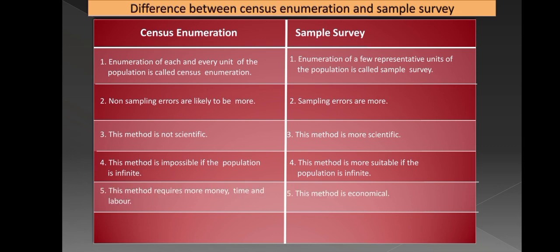And under census enumeration, this method requires more money, time and labor, whereas in sample survey it is economical. And under census enumeration, in destructive cases this method cannot be used, and under sample survey, in destructive cases this is the only method which can be used. Okay, so these are the differences between census enumeration and sample survey.